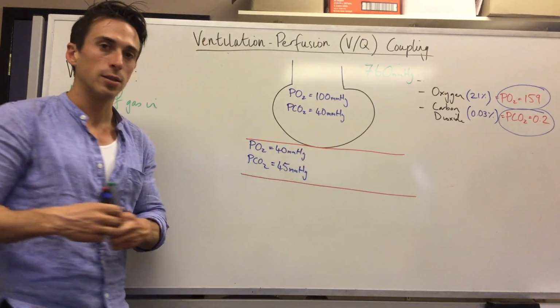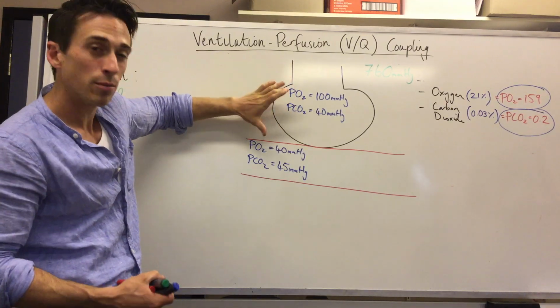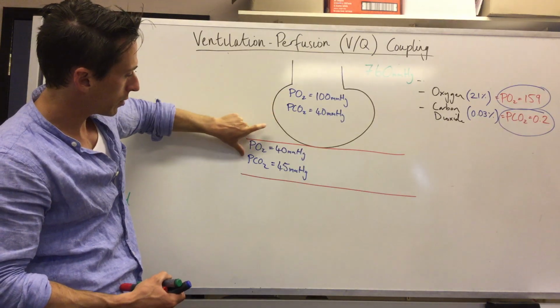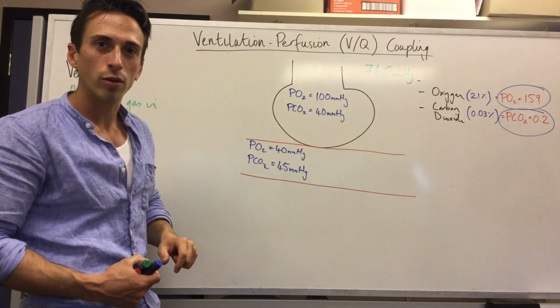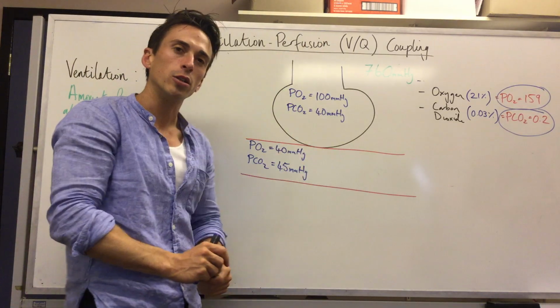Now look at the differences. There is a difference for oxygen, 100 to 40, which is a 60 millimeter mercury difference. And for carbon dioxide, from the alveoli to the blood, is only a 5 millimeter of mercury difference. But did you know that the same amount of oxygen and CO2 gets exchanged?